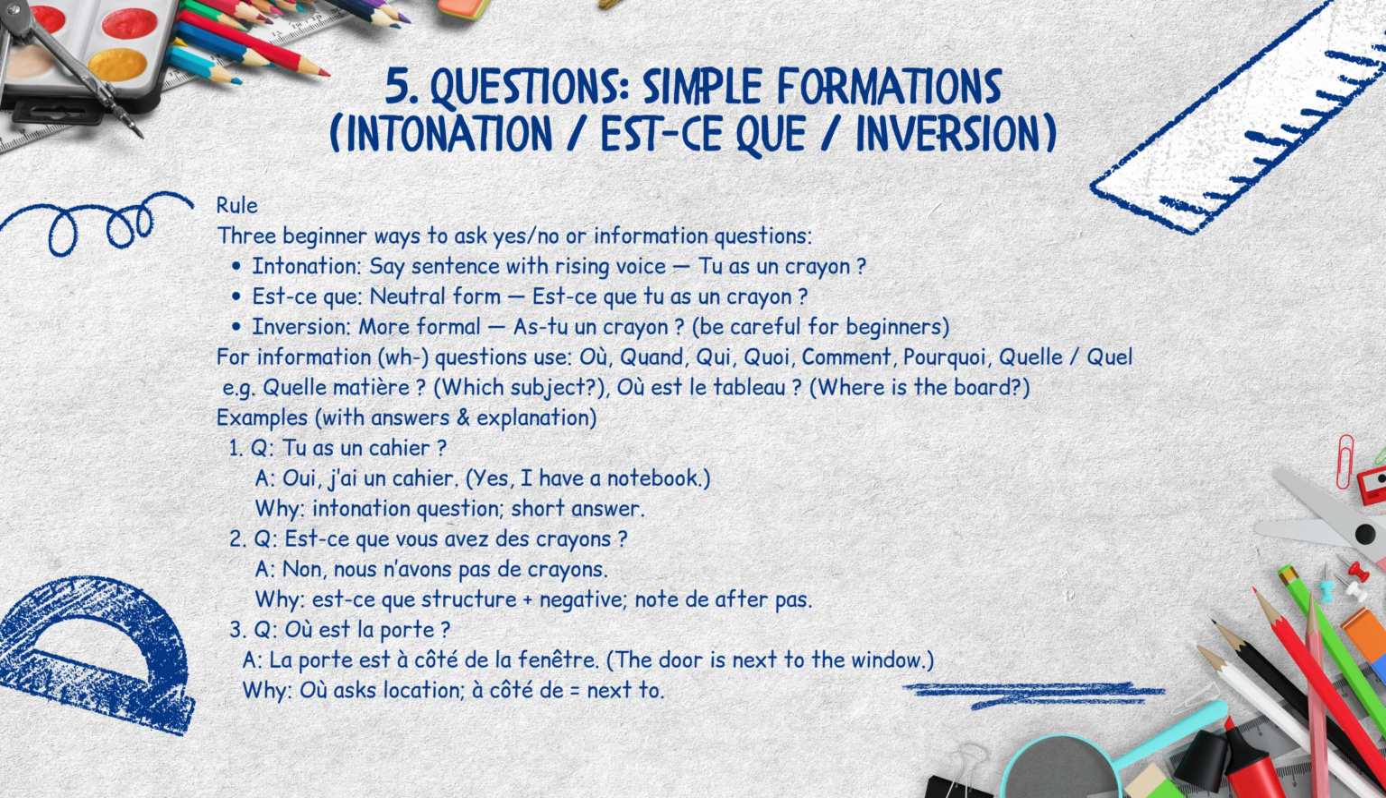For example, "do you like music" becomes "est-ce que you like music?" It's polite and works in most situations, perfect for formal or neutral speech. The third way is inversion. Here, you switch the order of the subject and the verb. For example, "you like music" becomes "like you music." It sounds more formal and is often used in writing or polite speech.